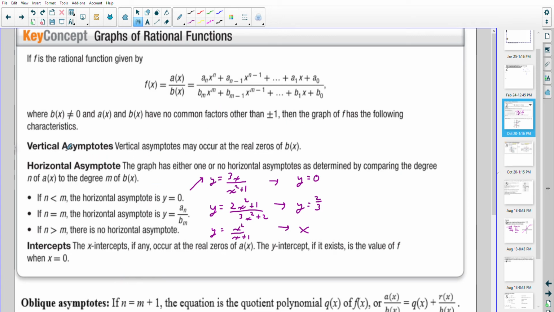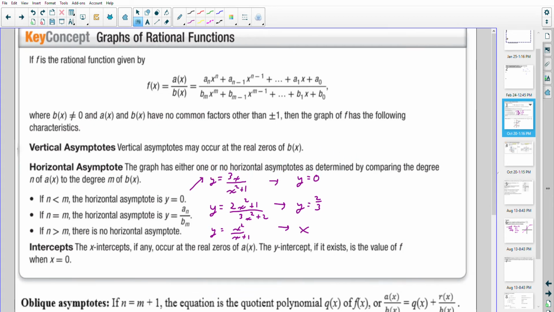So to start with, the vertical asymptotes, you would take the bottom and set it equal to 0. So b of x is equal to 0, and where this does occur at 0, that means that the bottom is equal to 0. That makes this undefined. Therefore, that x cannot be part of the graph, and therefore the vertical asymptote would be at that x.